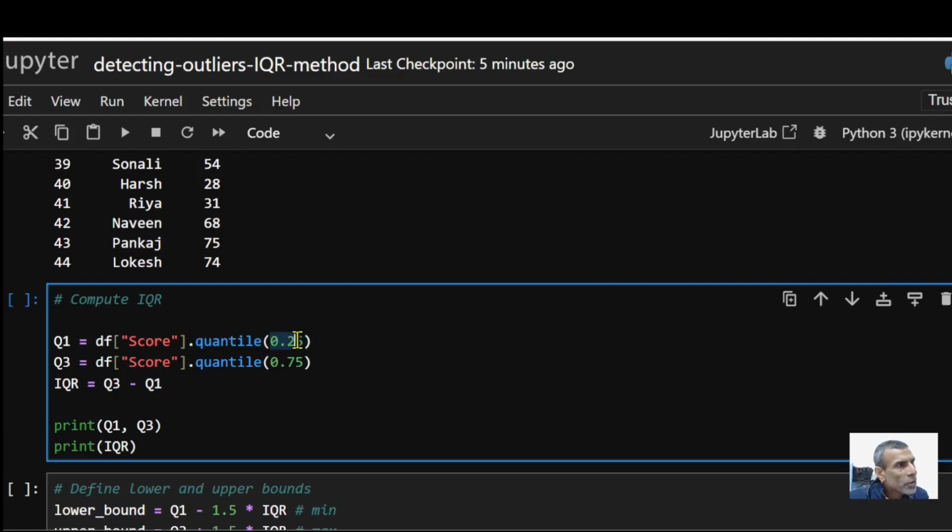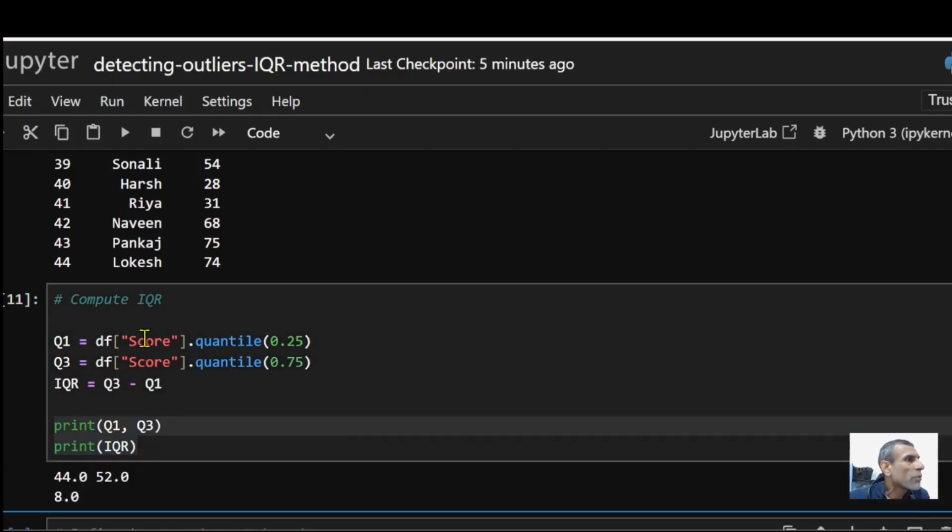And you specify your parameter 0.25. That's going to give you your Q1. Likewise, you can find your Q3 with your parameter 0.75. That's going to be your 75th percentile for the score column. And then after that, I find my IQR. IQR is going to be Q3 minus Q1. Also, at the end, I'm printing my Q1 and Q3 and also IQR just to see what my values are.